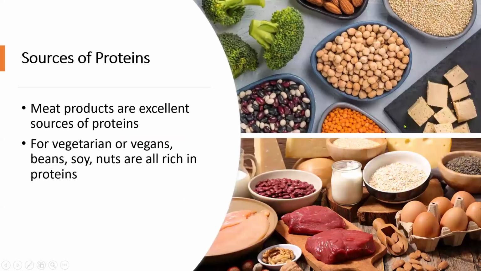Last slide. Where do you get your proteins? Basically, if you eat meats, you're going to have proteins. Red meat, dark meat, white meat, doesn't matter. If you're vegetarian or vegan, then your best source of protein would be the beans, soy products like tofu, right? Soy milk, and the nuts. They're all rich in protein. And that's it, guys.